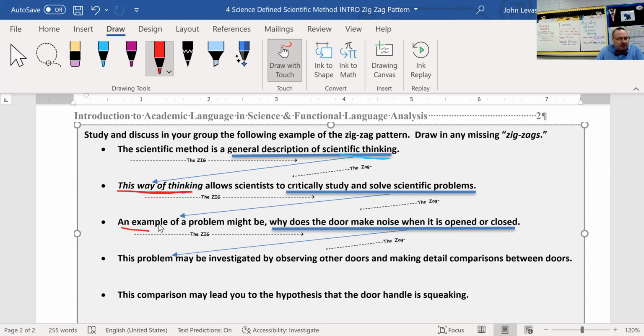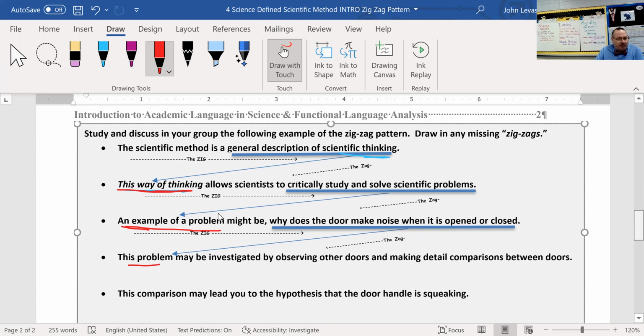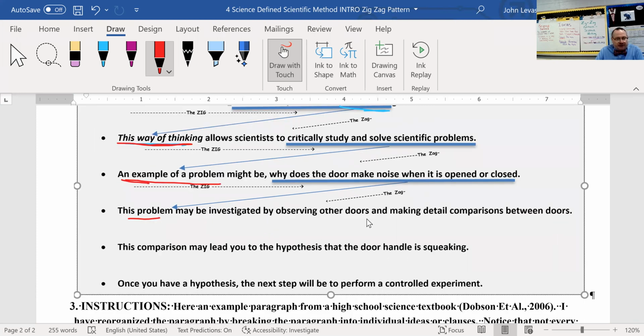An example of a problem might be, why does the door make noise when it is opened or closed? Well, even though it's not using those exact words, the next subject is this problem. What problem? The problem of why the door is squeaking. This problem may be investigated by observing other doors and making detailed comparisons between doors. Well, what does the next sentence begin with? The next sentence begins with this comparison.